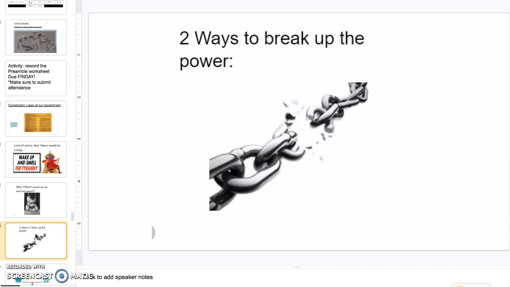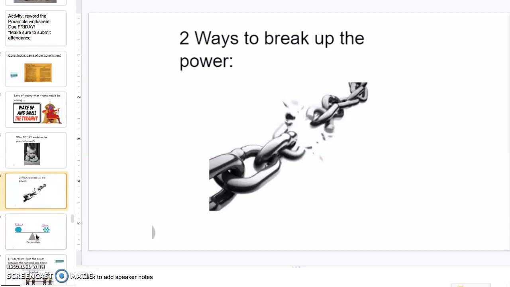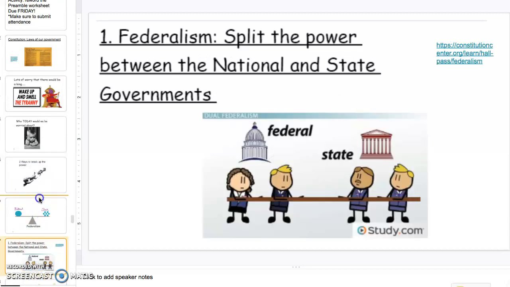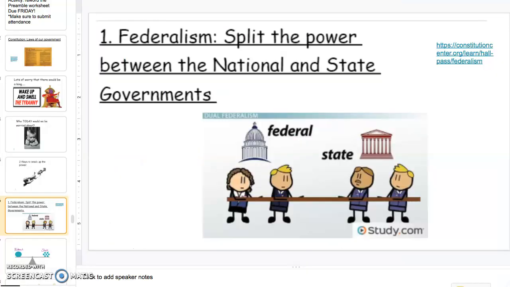So there are two different ways that they chose to break up this power. The first way that you break up the power is called federalism. Go ahead and on your sheet define federalism right here. Federalism is when you split the power between the national and the state governments and technically the local, so that the national government isn't super powerful because the states have some of that power as well.